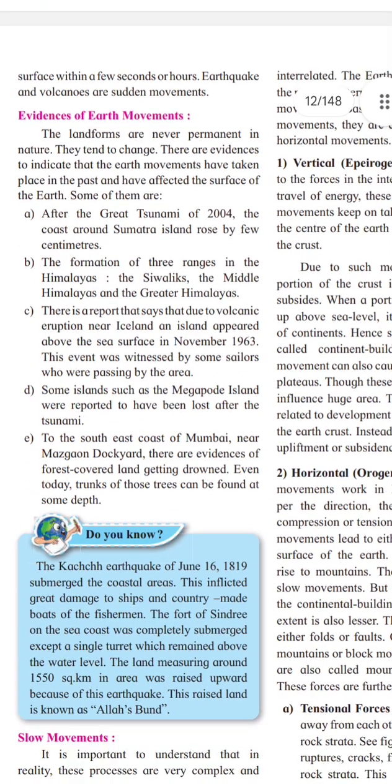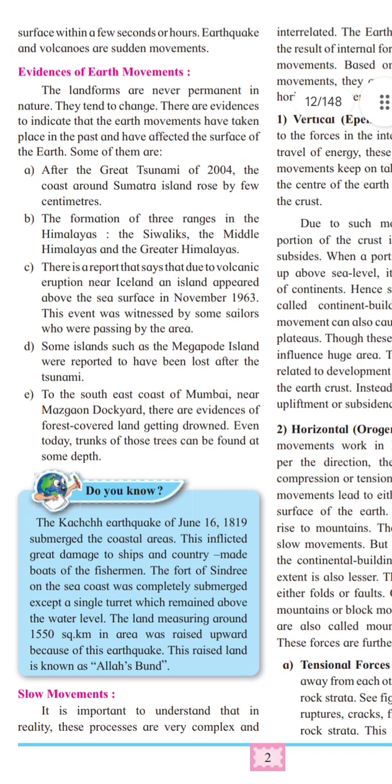So, now, evidence of Earth movements. You may wonder how scientists know that the Earth is constantly changing. There are many evidences. First evidence: after the 2004 Indian Ocean tsunami, the coast near Sumatra Island rose by a few centimeters. This proves that the earth's crust can move upward due to internal forces.